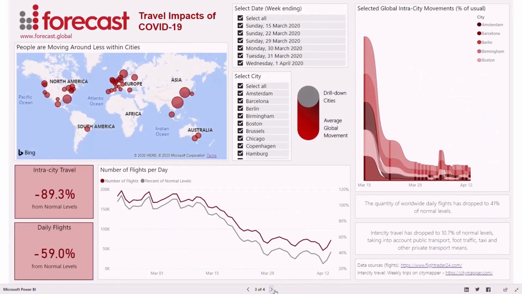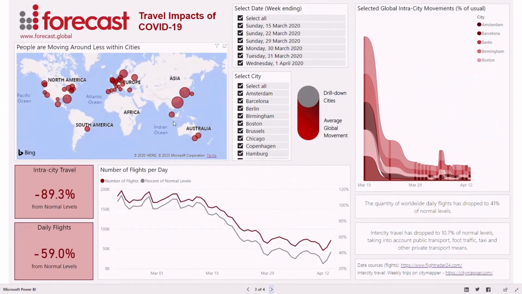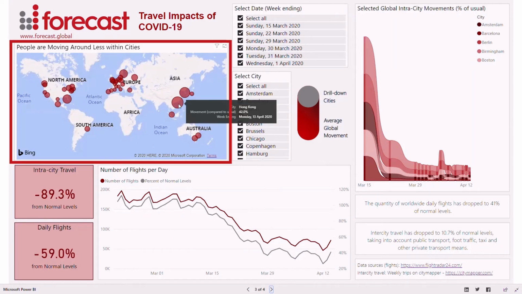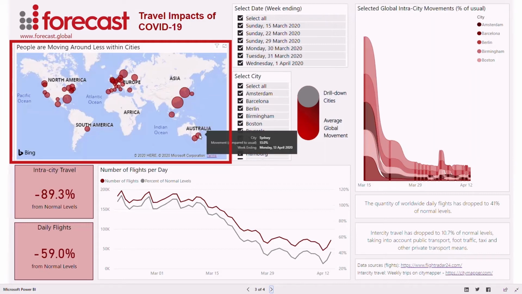Onward to the next page, which features travel impacts. The upper part of the page describes movement within cities, taking into account foot traffic, public transport, taxis, and other private transport means. If you hover over the cities on the map, we can see Hong Kong has dropped to 42% of normal intra-city travel levels, and Sydney has dropped to 13%.